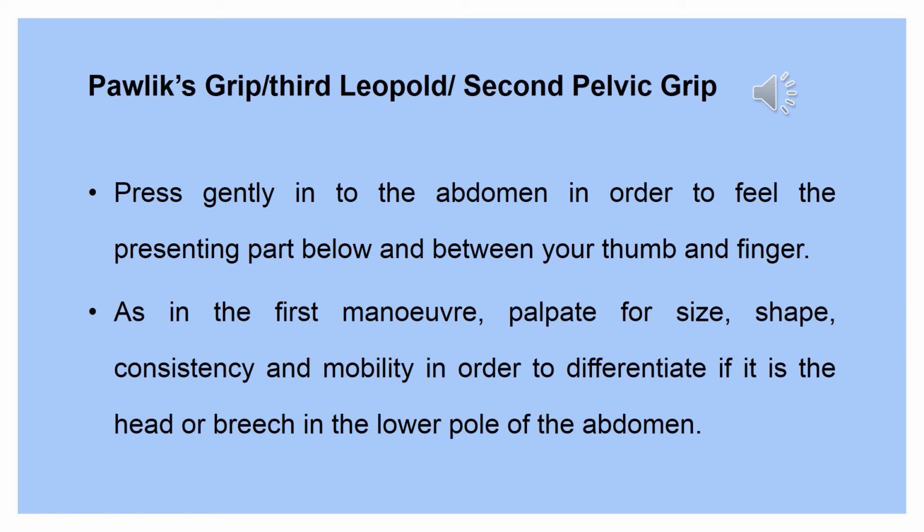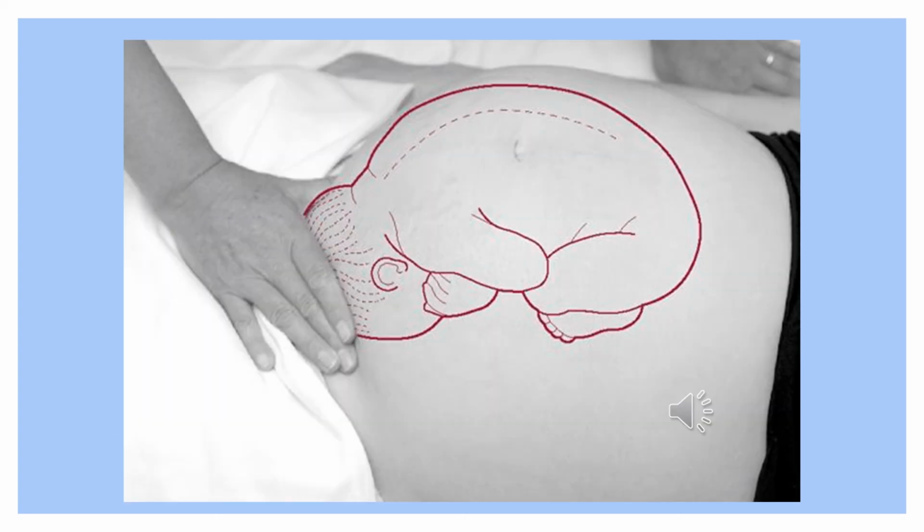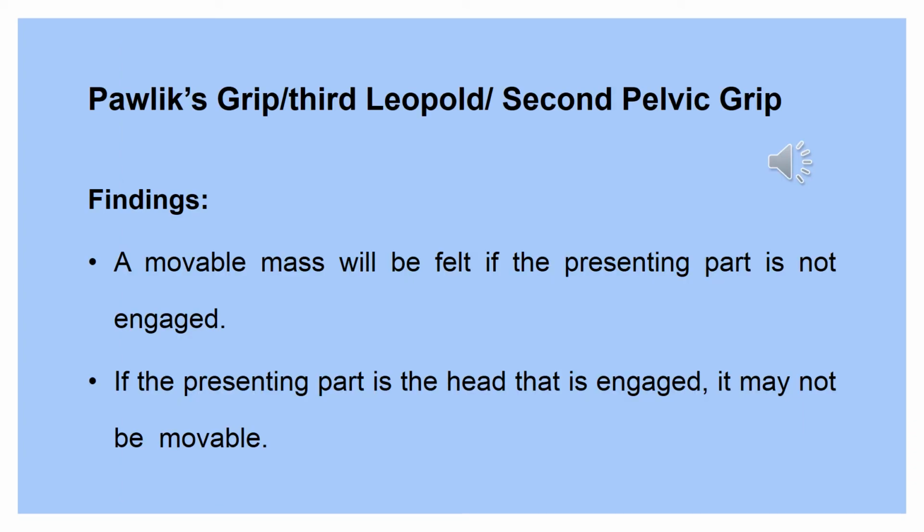As in the first maneuver, palpate for size, shape, consistency and mobility in order to differentiate whether it is the head or fetal breech in the lower pole of the abdomen. In this picture, you can observe how you have to keep the hand to perform the Pawlik grip. Findings of the Pawlik's grip: a movable mass will be felt if the presenting part is not engaged, and if the presenting part is the head and it is engaged, it may not be movable.